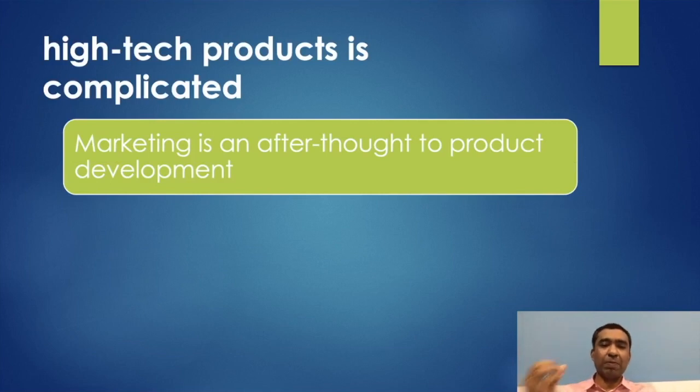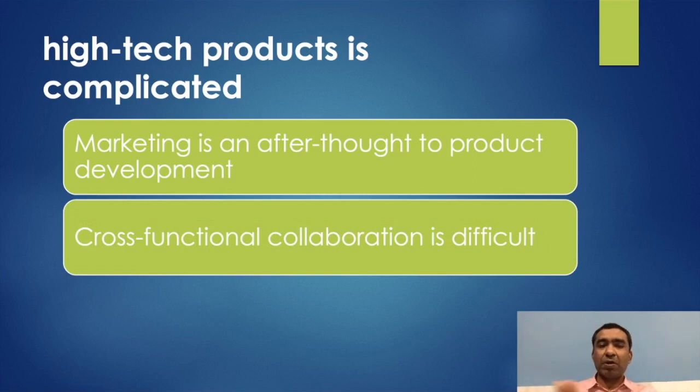High tech products are complex. That is why marketing is the second step. Once the product is done, then after that they have to develop the marketing strategy. So marketing is an afterthought to product development. Obviously they have to think about marketing their product properly, otherwise it is not going to work. Second, cross functional collaboration is very difficult, because R&D, the research and development department, needs to work with the marketing department, and they have to pass on the information on each phase of the product and processes. Okay, so that is why we should consider these points.